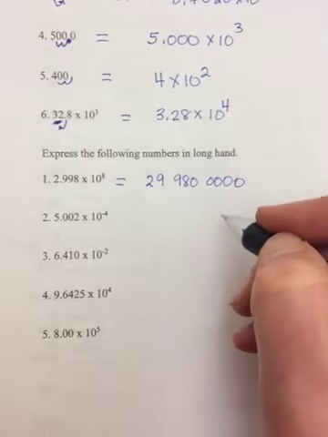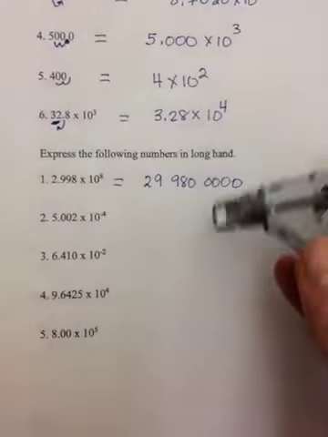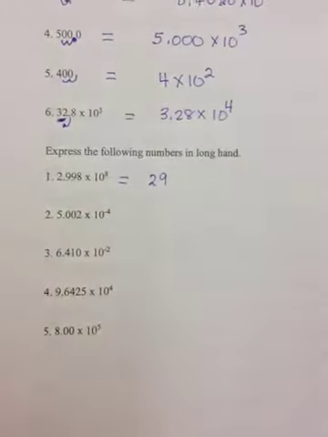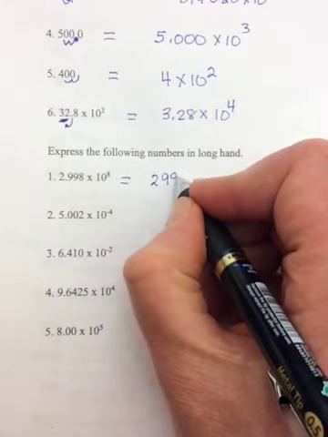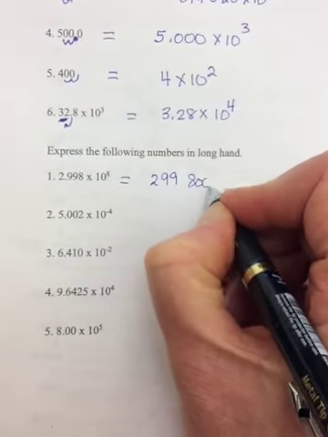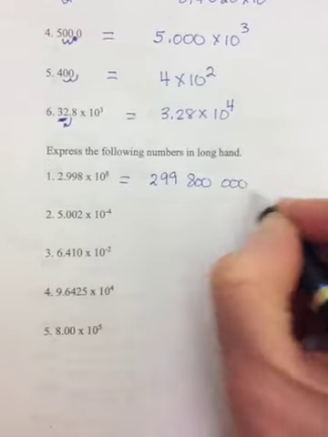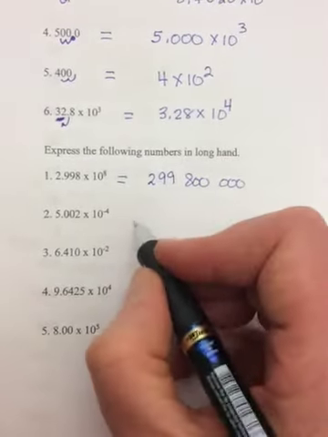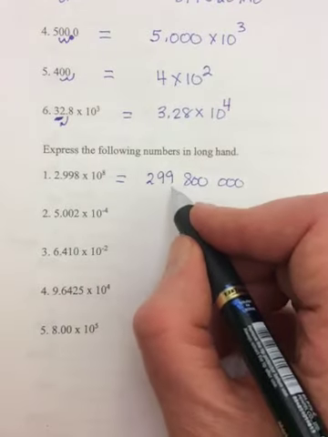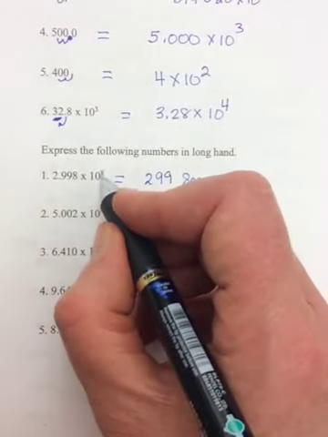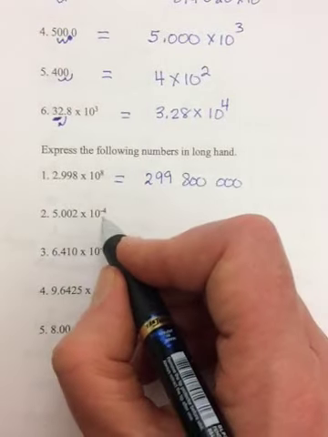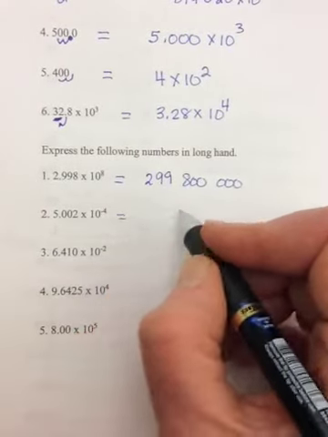Okay, let me fix it, because that's going to bother me. Is it going to bother you too? Always plan ahead. 2.99800,000. Now it's in the correct form. It was before, it just didn't have groups of 3 in the right spot. So we moved it 8 this way because it's a positive exponent, which means it's going to be a big number. This one's a negative exponent, which means it's going to be a small number.